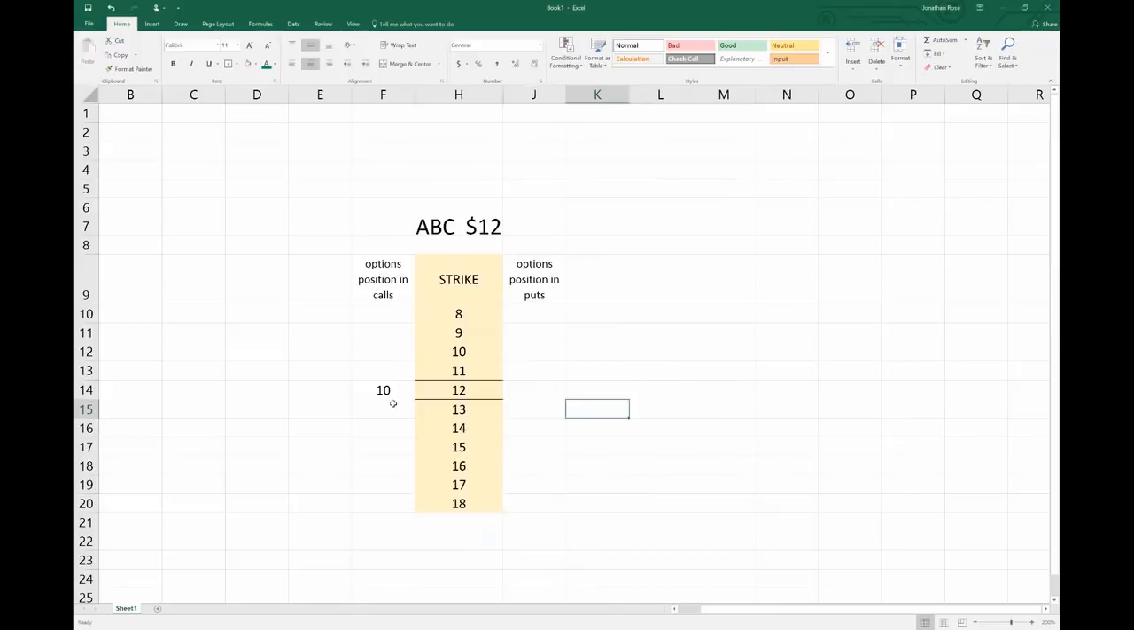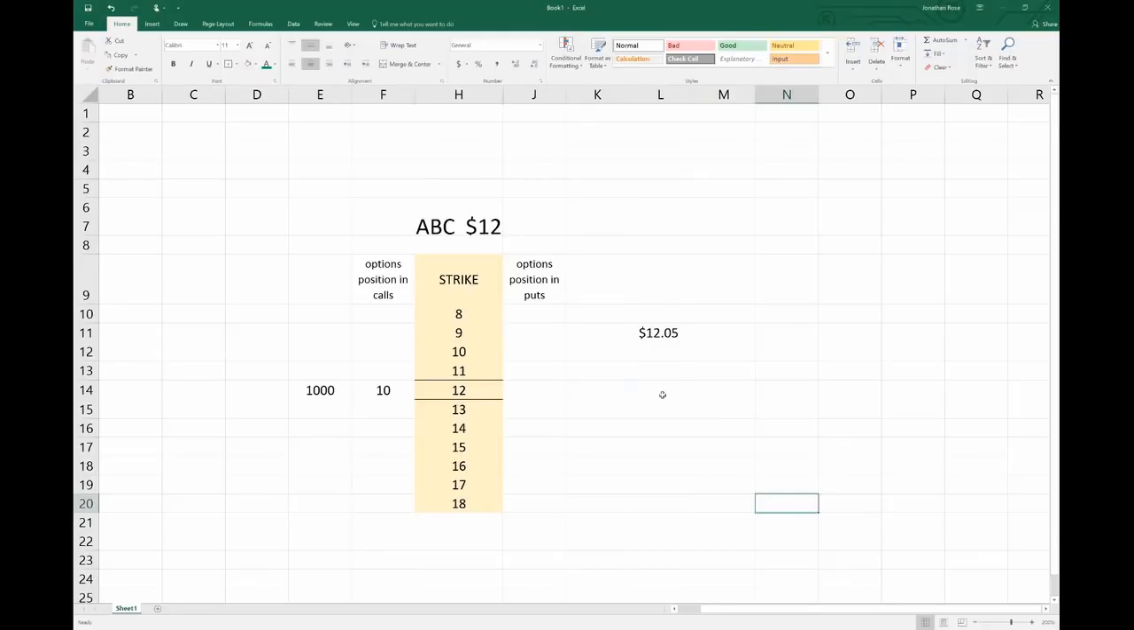We're long 10 calls at 12, right? So here's gamma. Let's think there's 5 minutes to go until expiration. So this is Friday afternoon of expiration, and ABC stock is trading at 12.05. If it's trading at 12.05, we're long 1,000 shares, right? We're long 1,000 shares, but there's only 5 minutes to close.